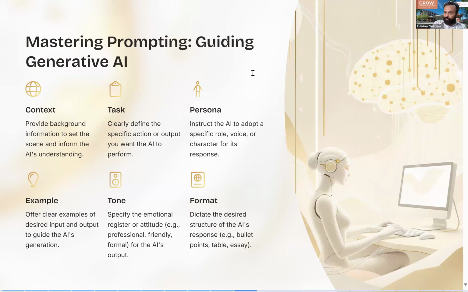Sometimes you give an example also. You can also define a tone and a format. For example, I told you this thing, right? Create a biodata for me, or create a bio profile for me. That might generate a small paragraph for you. But then you give some context.